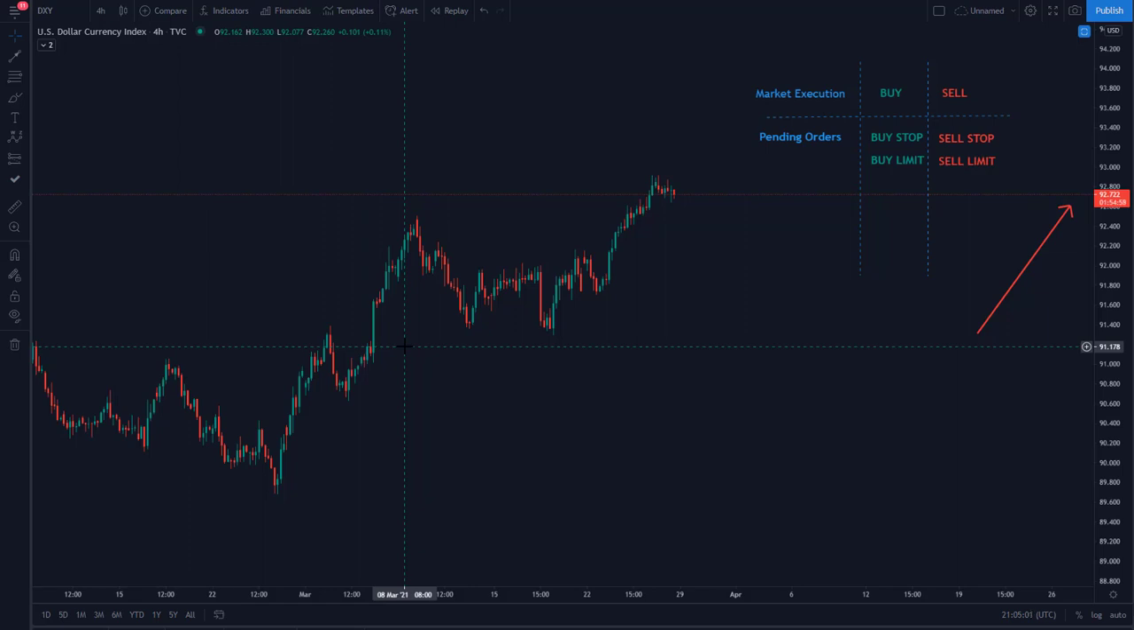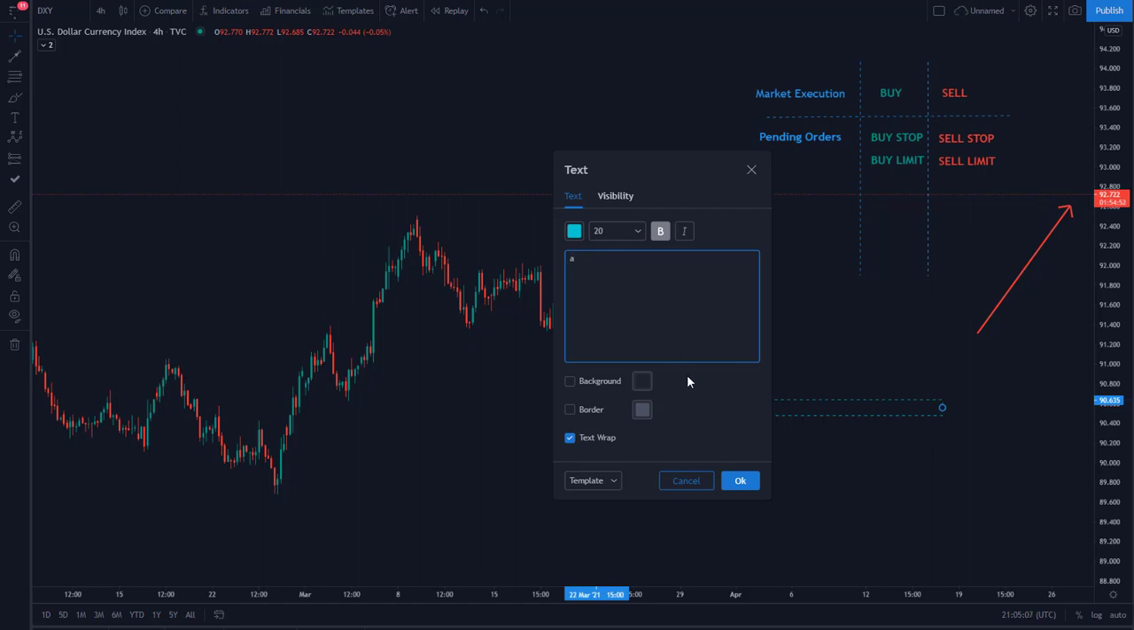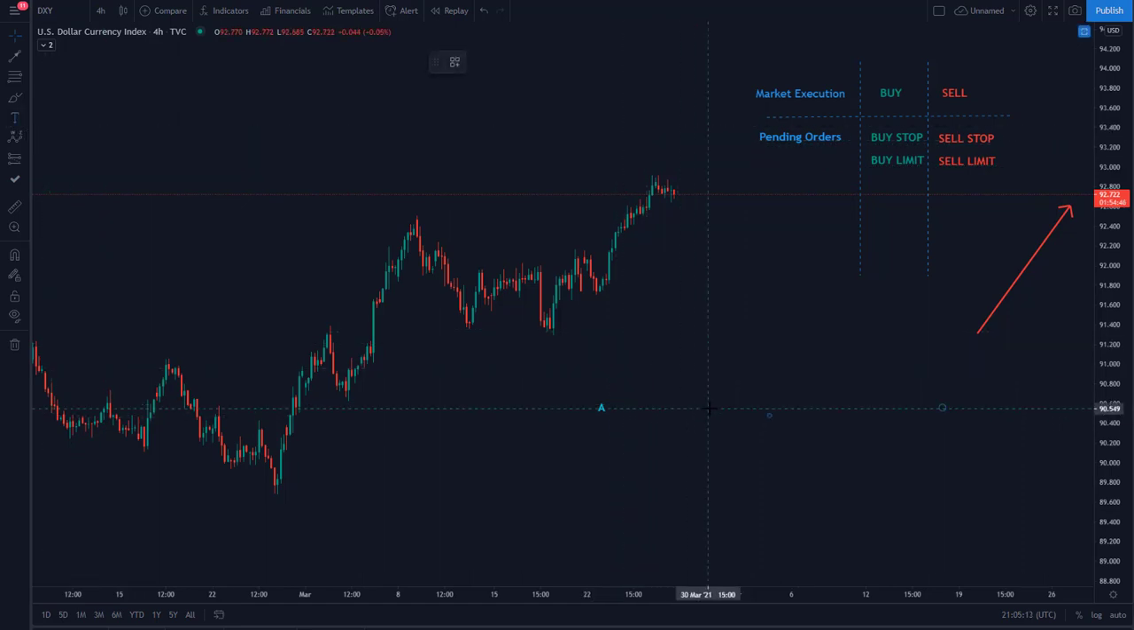Think about this like your bus ride. You're moving from point A to B, and then to your final destination, C. Pretty straightforward ride. So you're moving from point A to point B, and then from point B to point C. So let's translate this into a buy stop.